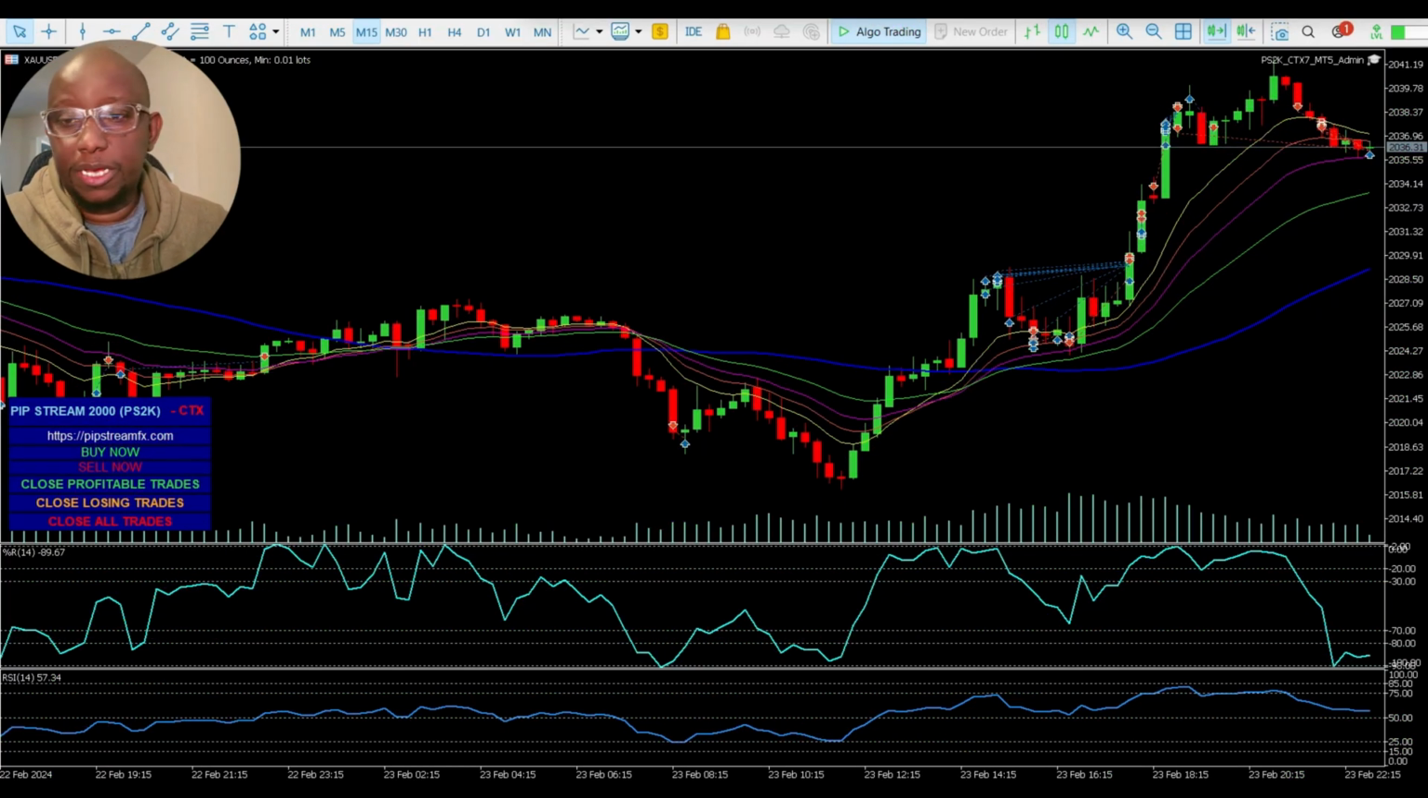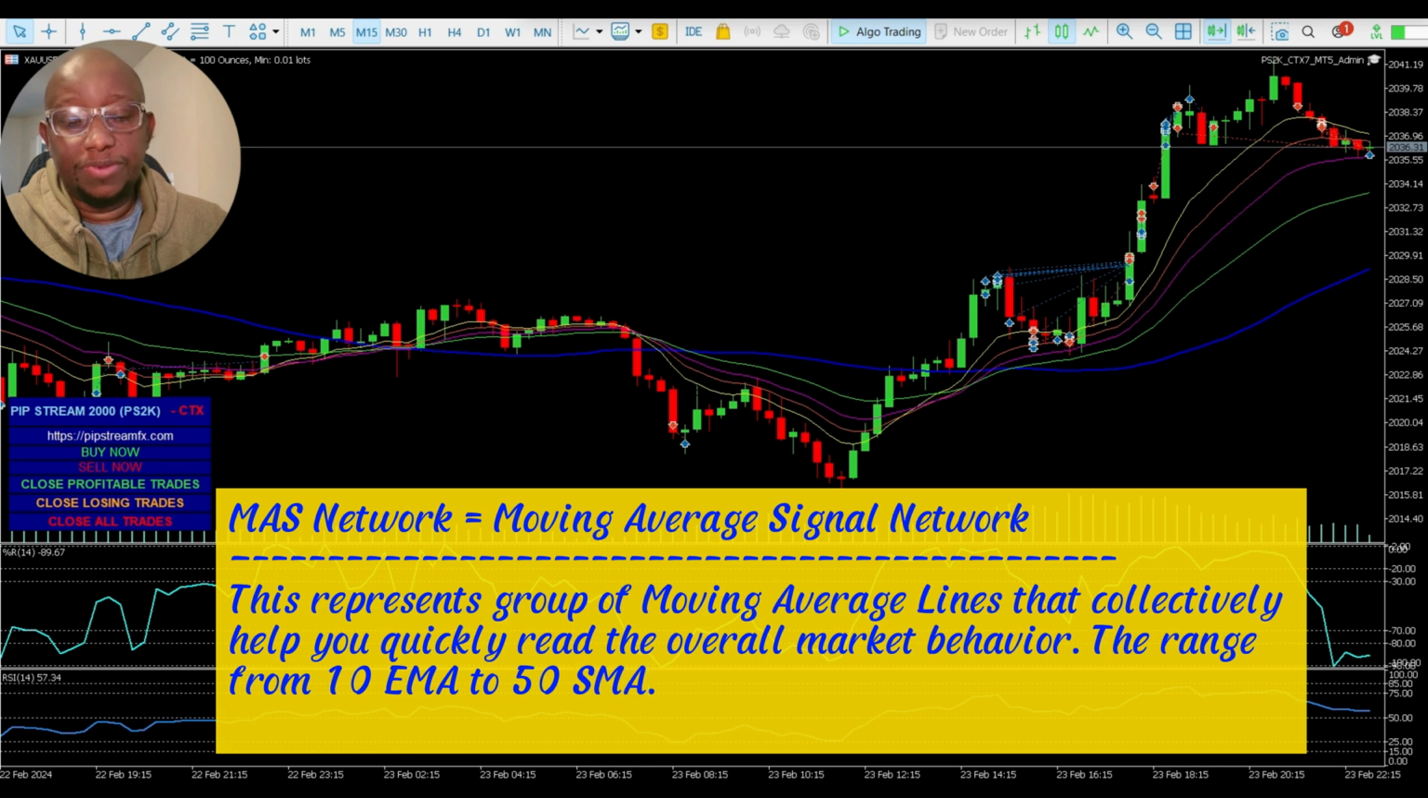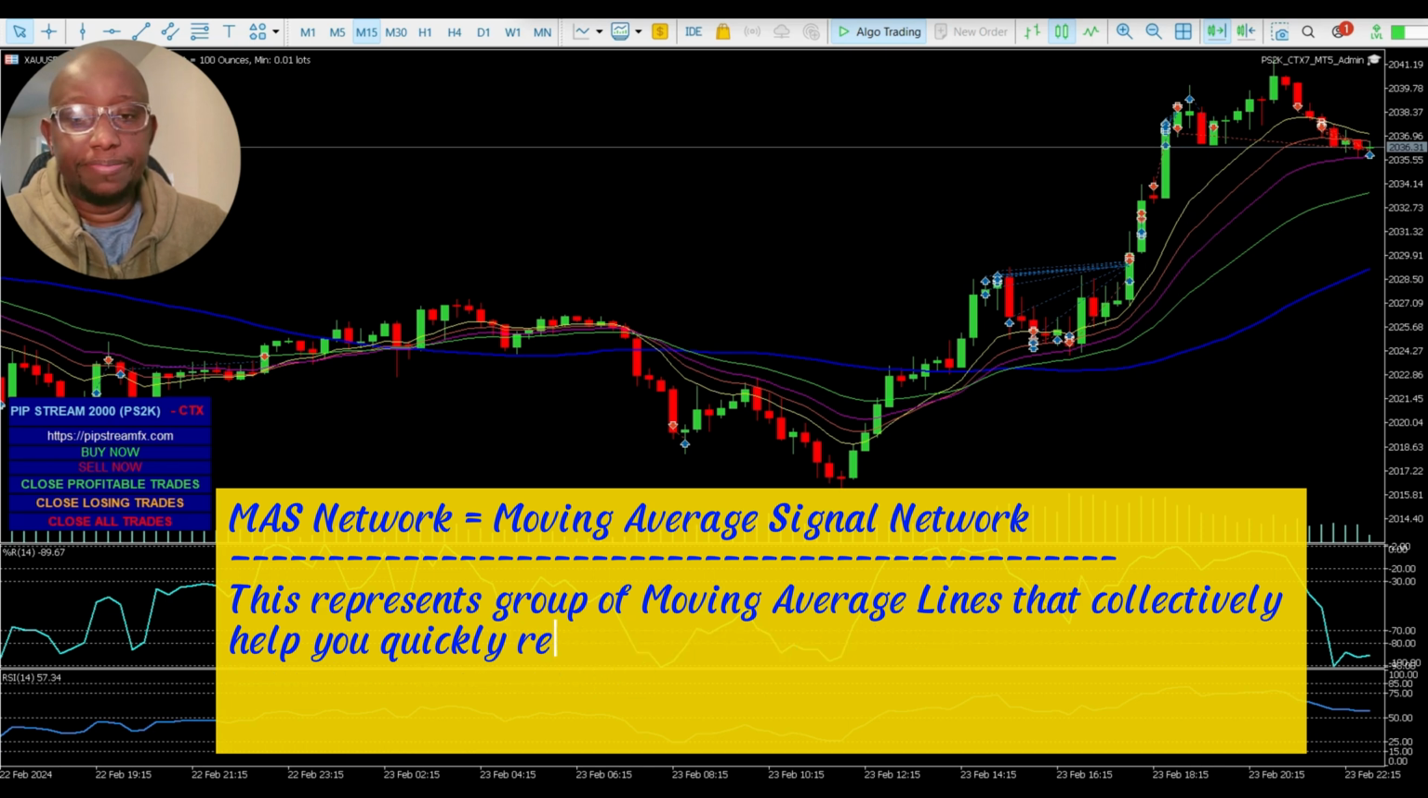Okay, so real quickly, I'm gonna go over some basic things to consider when trading the Pipstream system, right? So you have the mass network, which is these moving average lines right here, right? The main one being the 50, which is the blue line.